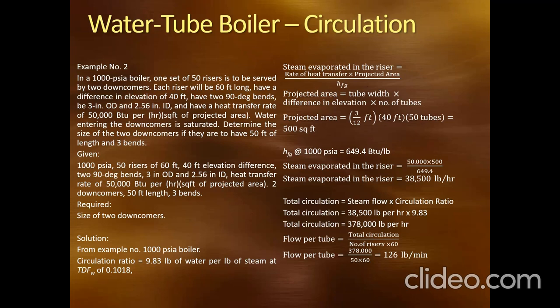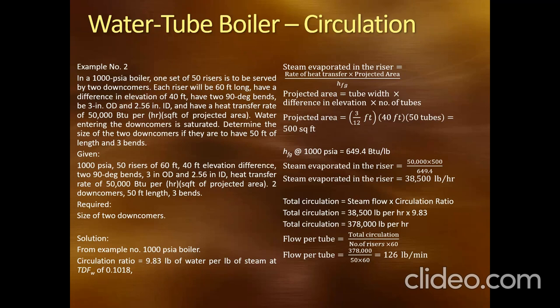So, hfg at 1,000 PSIA is 649.4 BTU per pound. Now, the steam evaporated in the riser is 50,000 times 500 over 649.4. So, the steam now is 38,500 pounds per hour. So, nakuha mo na yung steam. Now, the total circulation is the steam flow times circulation ratio, which is 38,500 pounds per hour times 9.83, equal to 378,000 pounds per hour.